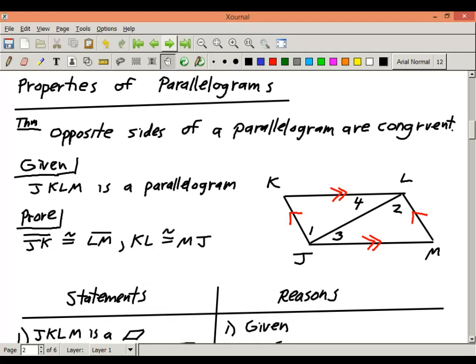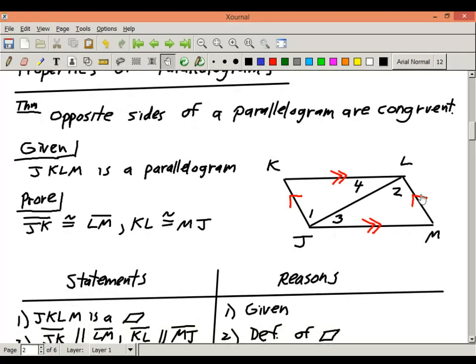We're going to start out right away with the first theorem regarding a property of parallelograms. That theorem says that opposite sides of a parallelogram are congruent. So if you look at the figure there, quadrilateral JKLM is a parallelogram, that's given. And you're trying to prove that JK and LM are congruent, left and right sides, and you're also trying to prove that KL and MJ are congruent, top and bottom sides there.